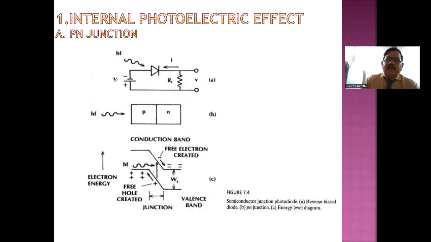And the amount of electrons and holes produced is also directly proportional to the current which will flow in this external circuit. Therefore, the current which you are measuring is a direct measurement of the amount of light incident on this semiconductor. So this is the basic principle of light detection in a semiconductor using this internal photoelectric effect.